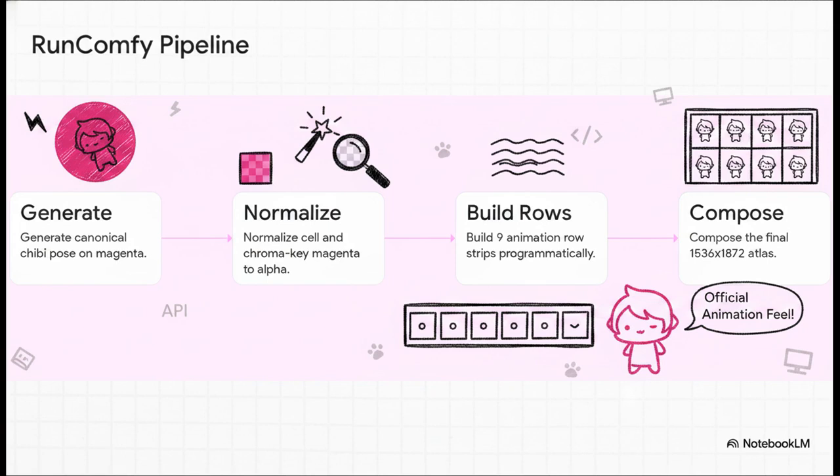It's all in the pipeline. First, it uses that one API call to generate a single canonical pose on a bright magenta background. Then it uses ImageMagick to chroma key that magenta out to a transparent alpha layer and normalizes the cell size. Third, it programmatically stacks these tiny 1 to 2 pixel shift microtransforms. Think like a subtle head bob or a little blink, and it uses those shifts to build out all 9 animation rows. Finally, it stitches it all together into a 1536 by 1872 pixel atlas. It's totally deterministic and perfectly mimics the official animation style.